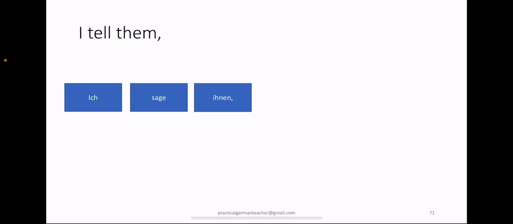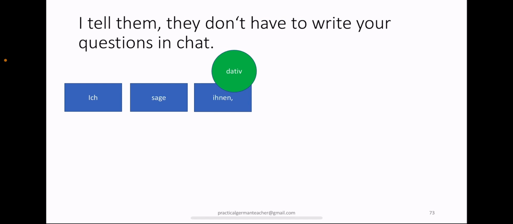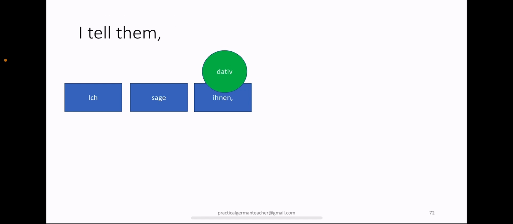All right, so how do you say "I tell them"? So: ich sage ihnen. Be careful here, the object of sagen is dative. Third person plural, they, so it is sie. Accusative is sie and dative is ihnen, so don't get confused, it is dative.